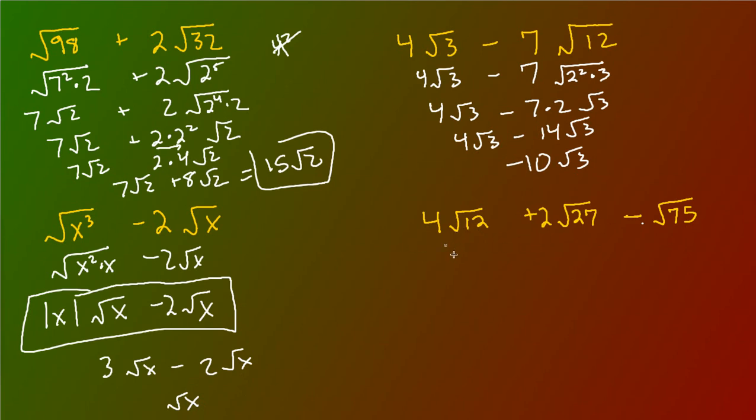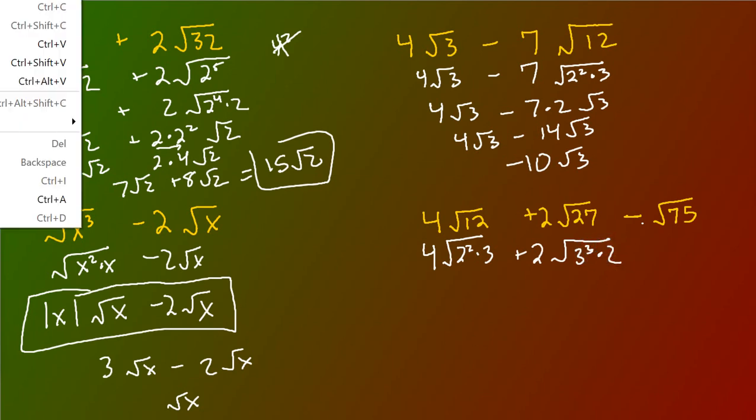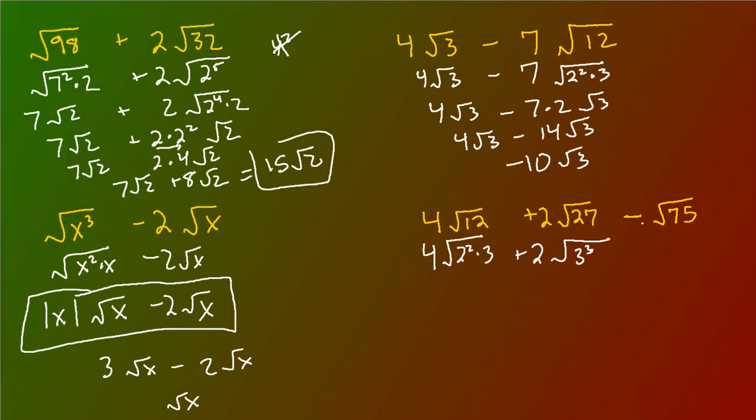All right, again, I prime factorize this. So that's 2 squared times 3. This is 3 cubed times 3. Notice I'm splitting it up. Whoops. I want to split this up. This is 3 cubed, but it's 3 squared times 3. And then if I prime factorize this, 5 squared times 3.